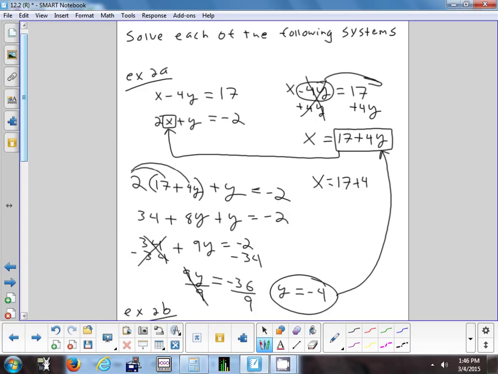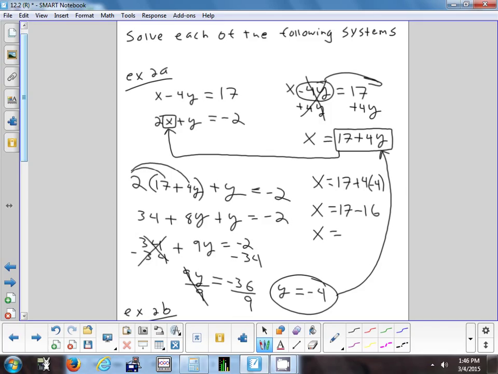So what are we plugging in for y? 4 times what? Victoria? Negative 4. Okay. Let's do it out. We've got 17. What's positive 4 times negative 4? Negative 16. Everybody see that? Positive 4 times negative 4, negative 16. Okay.